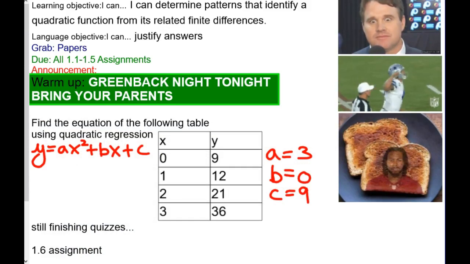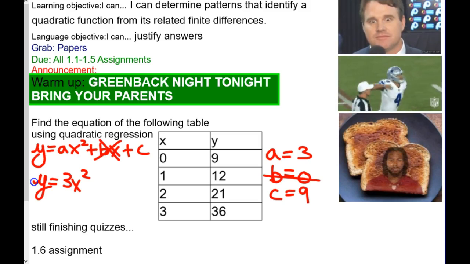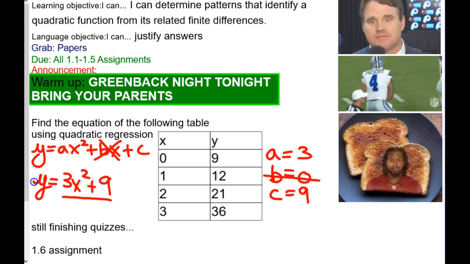That's it. So if a is 3, I'm going to write y equals 3x squared. Now hold up. If b is a 0, you would think you would write 0x, but you don't need to write a 0x, okay? So again, if you have a 0, you don't need to write that term. But real quick, you might need to on a different problem. So just this one, we don't need a b, right? And then plus c is 9, so put plus 9. That's the equation. Every quadratic has an x squared, so that's quadratic. That's great, okay?